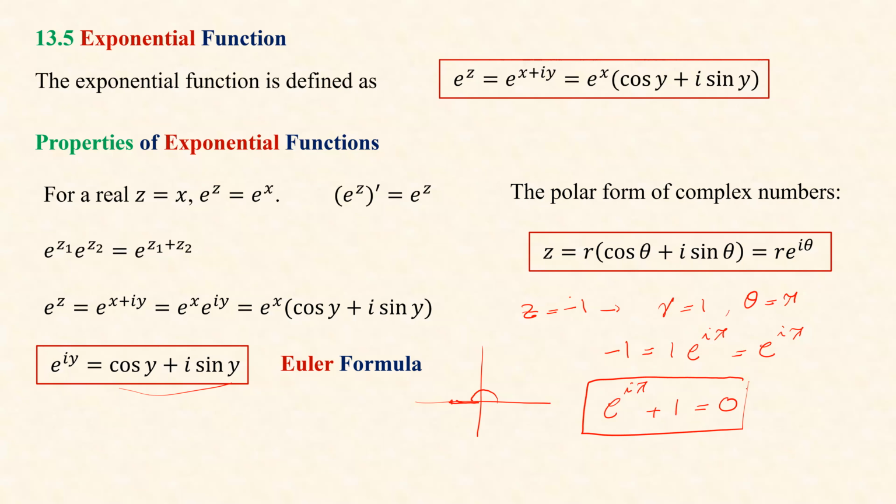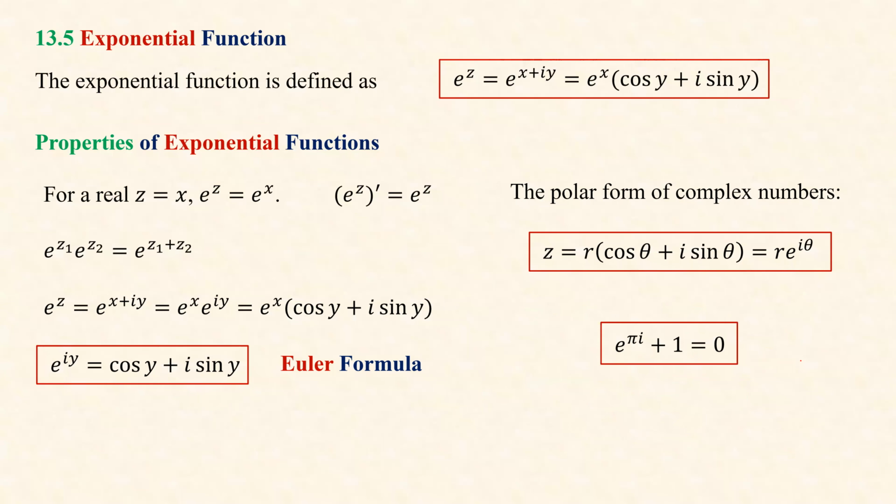This is a very interesting formula in complex numbers that has all the special numbers in mathematics in it: 0, 1, pi, I, and e. A lot of mathematicians love this because it is a relationship between all the special numbers in mathematics. E to the pi I plus 1 equals 0. Okay, so this is about exponential function, and it is an analytic function.